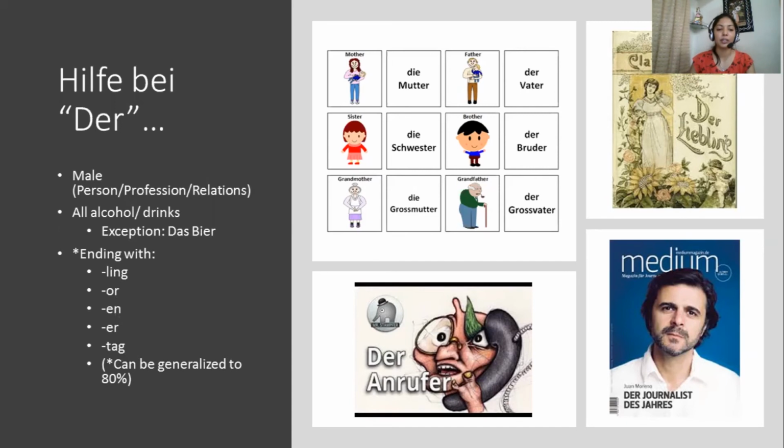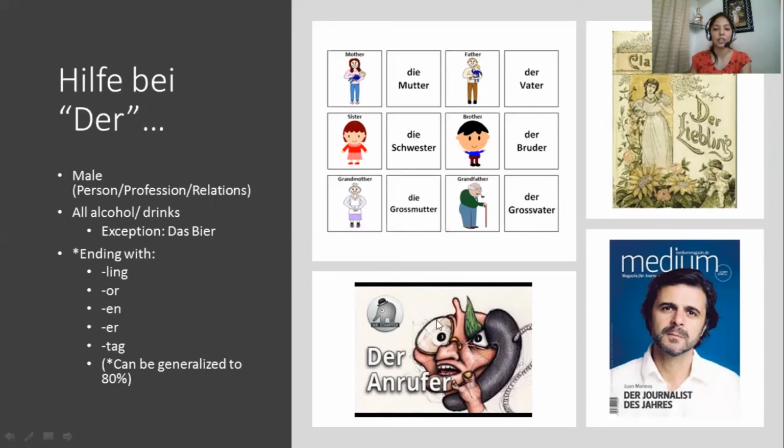So as I've said over here below, it can be generalized to around 80%. So not always, but most of the time, mostly 80% of the time, the article will be der. So let's have a look here. Unroofer. So the ending is -er, hence the article is der. Liebling, -ling, hence der. Now here, this person is a journalist. So since the profession is a male profession, hence the article is der, which refers to point number 1.